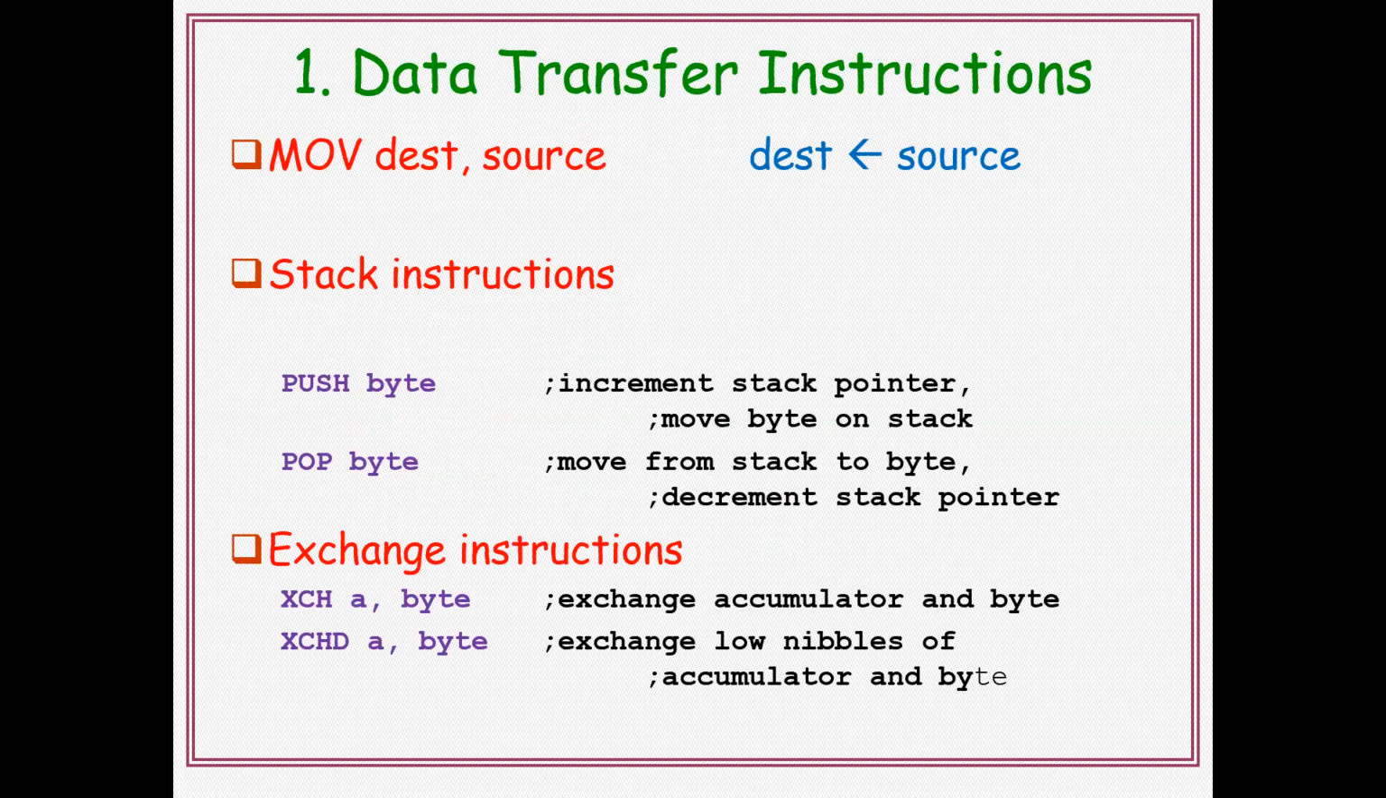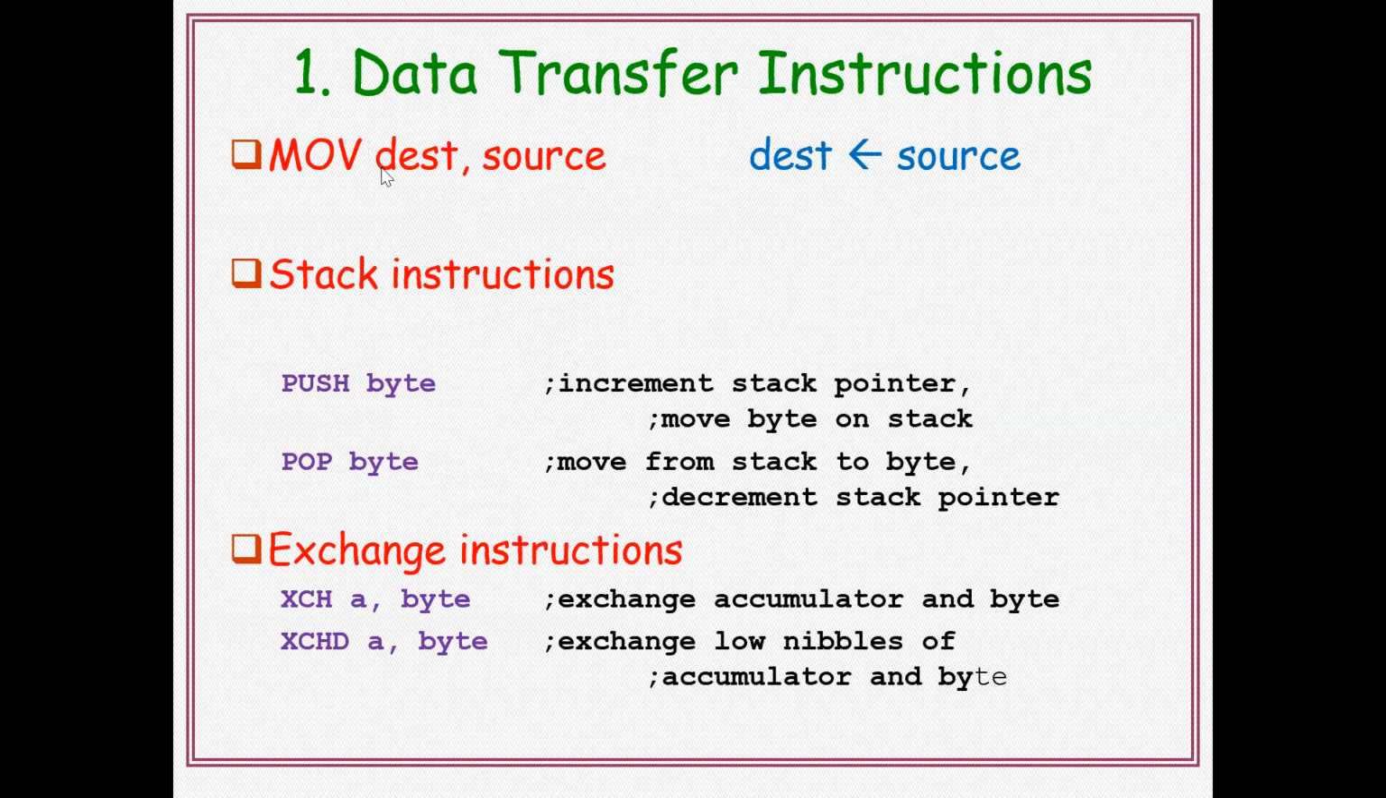The first one is data transfer instruction. The name itself indicates it is used to transfer data from one location to another location, or one register to another register. These instructions contain two operands. One is the source operand, the second one is the destination operand, which copies data from source to the destination.